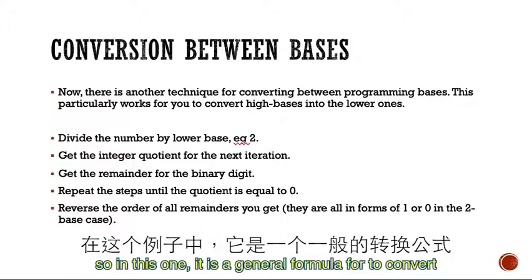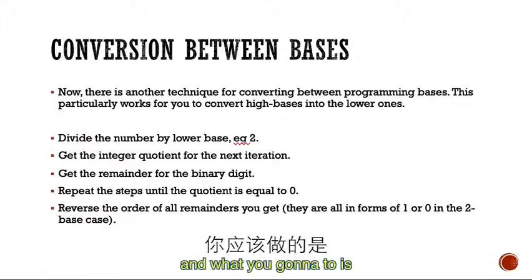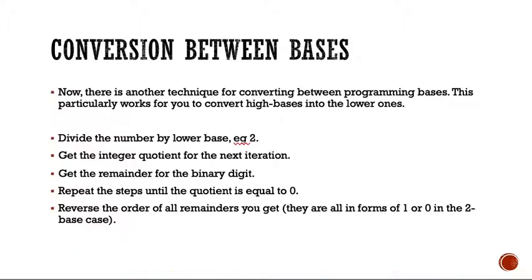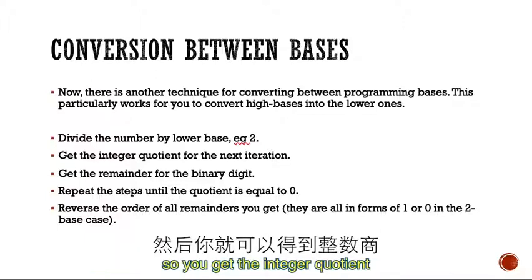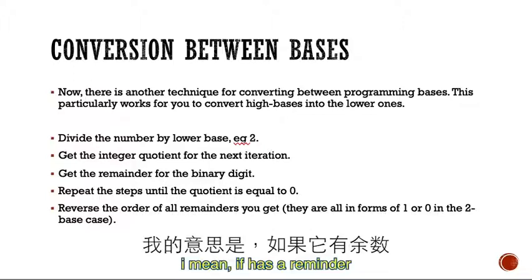This one is a general formula for converting, and it especially works for converting higher bases to lower ones. What you're going to do is first divide the number by the lower base, for example 2, and then you get the integer quotient for the next iteration. So you get the integer quotient, and also you keep the remainder, if it has a remainder.